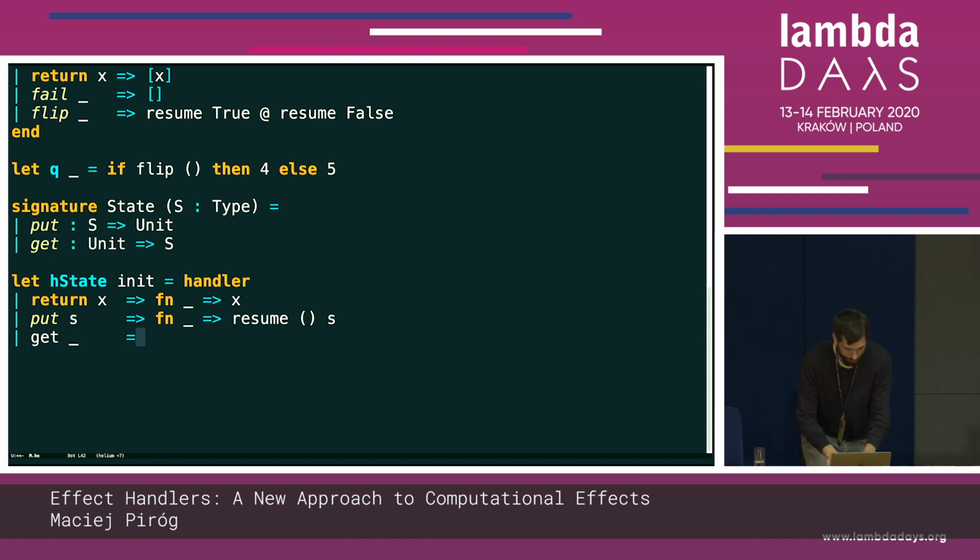And I say, oh, get is easier, because there is some state S, which is my initial state. And what I do now, obviously I resume with what? So instead of the operation get, I want to have the current state, because that's what get should do. So I resume with S, and then I resume S gives me back a function. So I need to apply it to the current state, which is, of course, S.